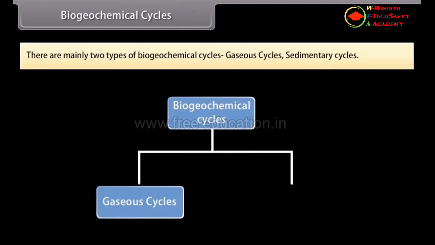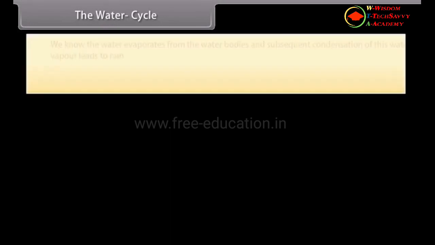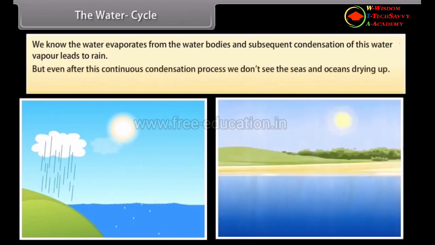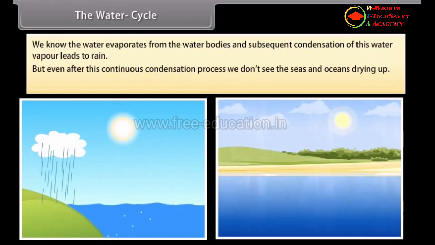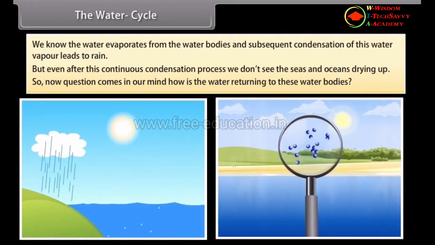There are mainly two types of biogeochemical cycles: gaseous cycles and sedimentary cycles. The water cycle. We know the water evaporates from the water bodies, and subsequent condensation of this water vapor leads to rain. But even after this continuous condensation process, we don't see the seas and oceans dry up. So, now the question comes to our mind: how is the water returning to these water bodies?